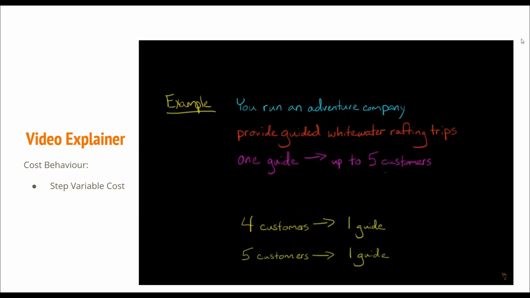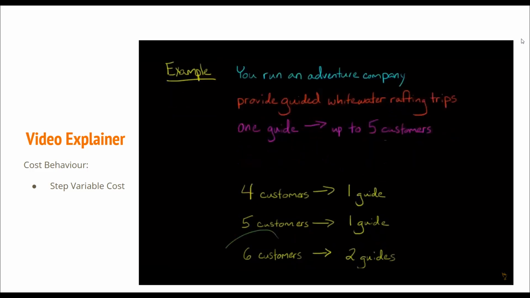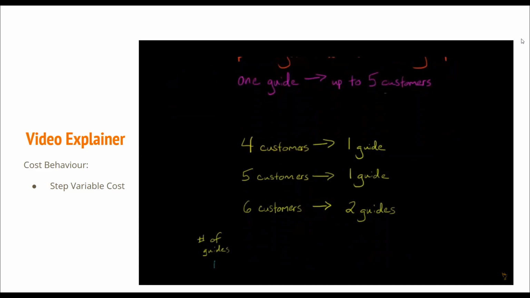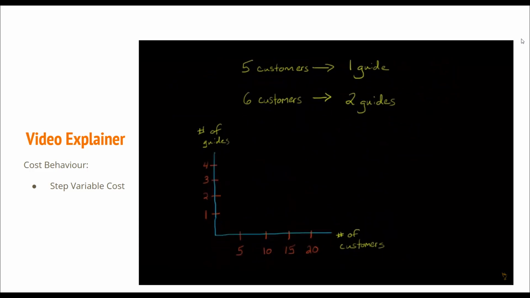But oh, hey, wait a minute. Now we have a 6th customer sign up for this, and now we need a second guide. Now we have to hire 2 guides. So now it is behaving like a variable cost in the sense that we had an additional customer sign up and we had to hire another guide. So step variable costs look a little weird when you go ahead and graph them out, but you'll see why they get the name step variable cost.